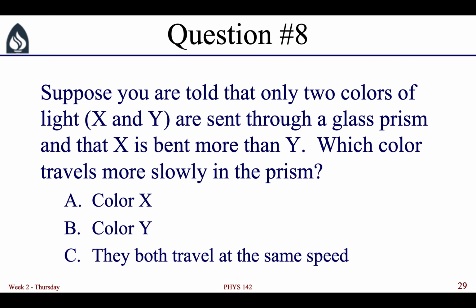So next, let's consider this question. Let's suppose you're told that only two colors of light, X and Y, are sent through a glass prism, and that X is bent more than Y. Which color travels more slowly in the prism?